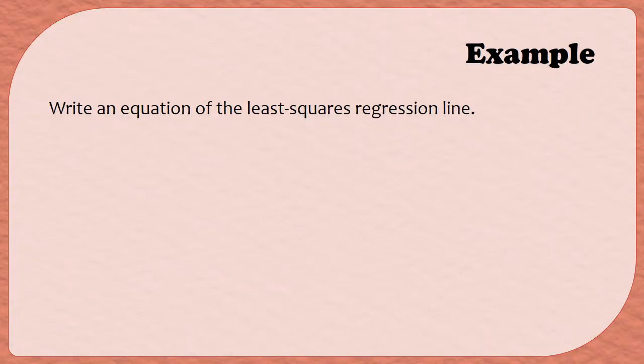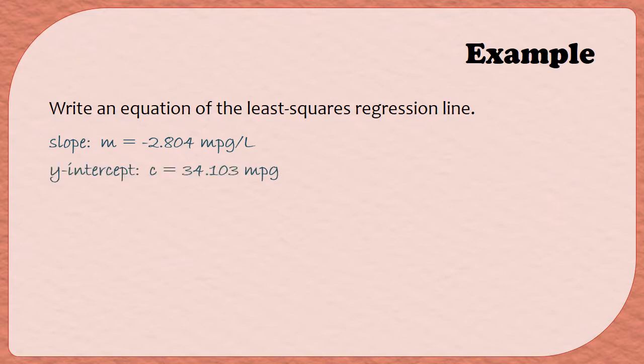Okay, now we've been asked to write an equation of the least squares regression line. We can do this using the values we've just found. Remember, we found the slope to be negative 2.804 and the y-intercept to be 34.103. The form for the least squares regression line is y hat equals mx plus c. So I'm simply going to substitute in the values for m and for c, and I leave the variables y hat and x alone. So I get y hat equals negative 2.804x plus 34.103.